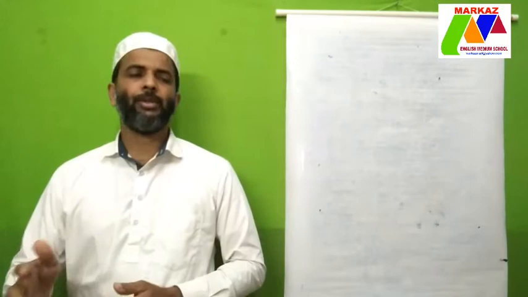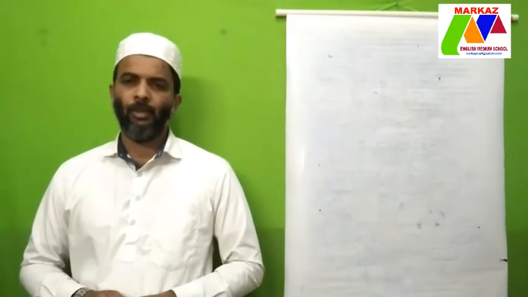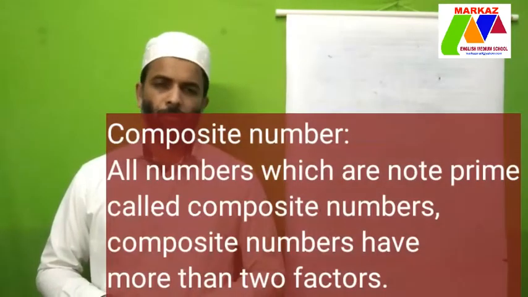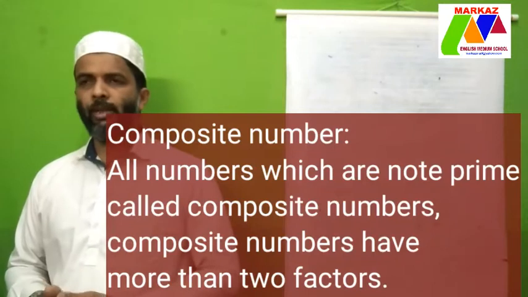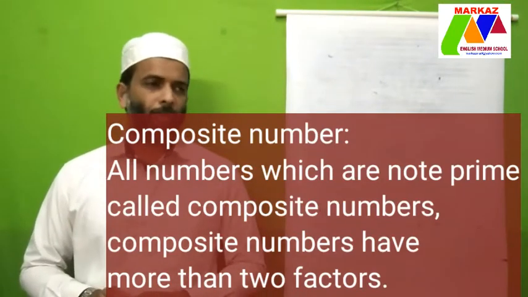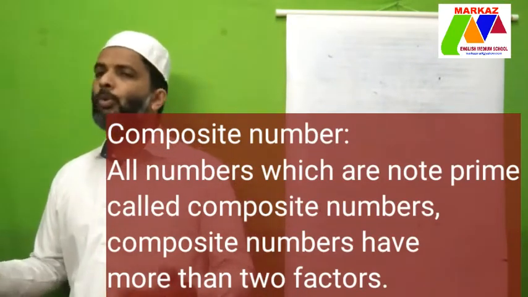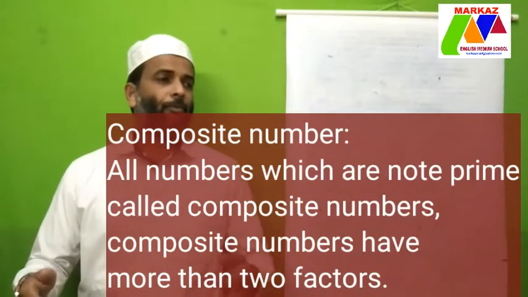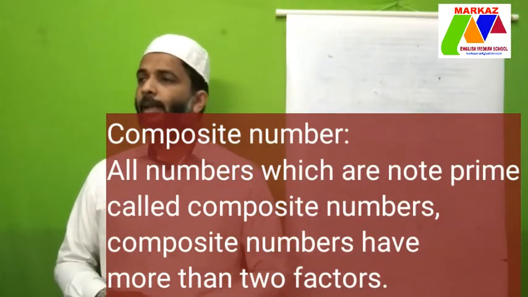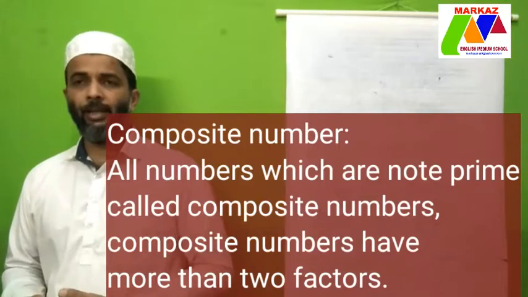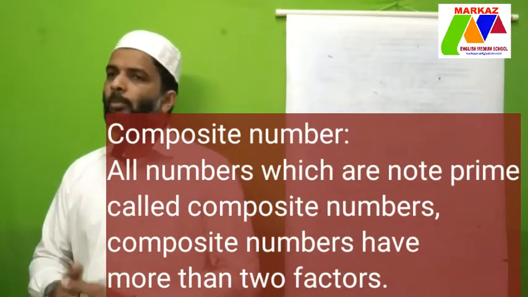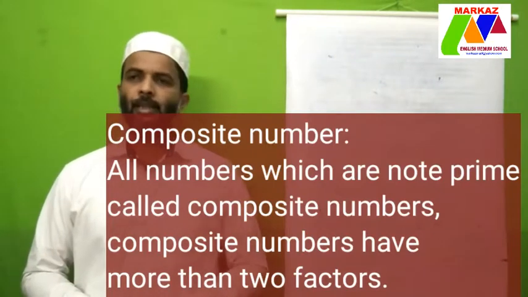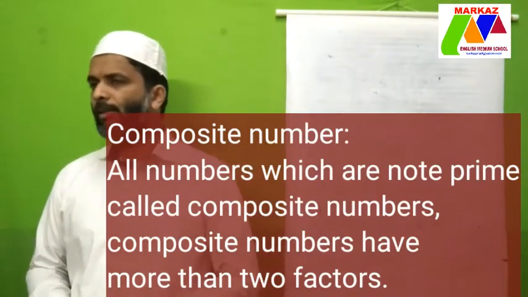Last one, composite number. Write next heading, composite number. All numbers which are not prime are called composite numbers. Composite numbers have more than 2 factors. 2, 3, 5, 7, 11, 13, 17, 19 are prime numbers. The remaining numbers are composite numbers: 4, 6, 8, 9, 12, 15, etc.